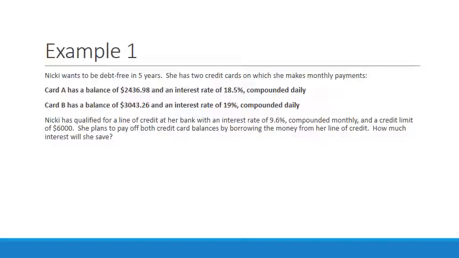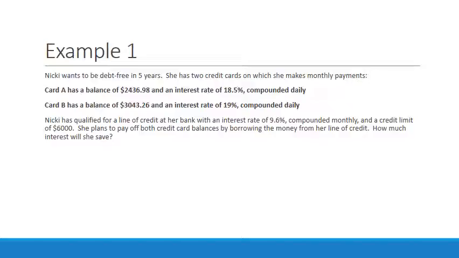So, Nick wants to be debt-free in 5 years. Or Nikki, I'm sorry. She has two credit cards in which she makes monthly payments. Card A has a balance of $2,436.98 and an interest rate of 18.5% compounded daily. Card B has a balance of $3,043.26 and an interest rate of 19% compounded daily. Nikki has qualified for a line of credit at her bank with an interest rate of 9.6% compounded monthly and a credit limit of $6,000. She plans to pay off both credit card balances by borrowing the money from her line of credit. How much interest will she save?